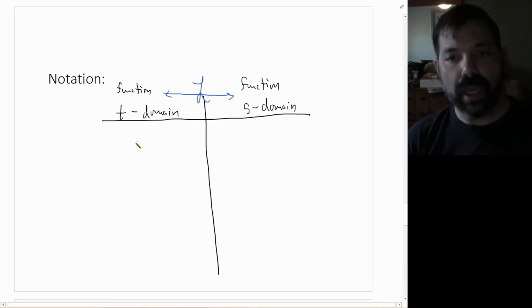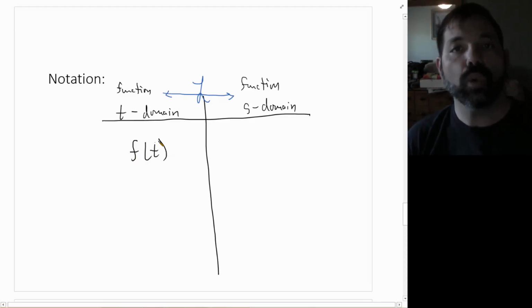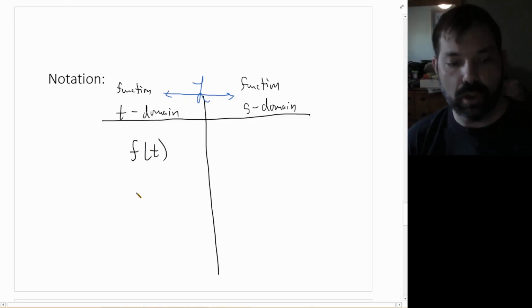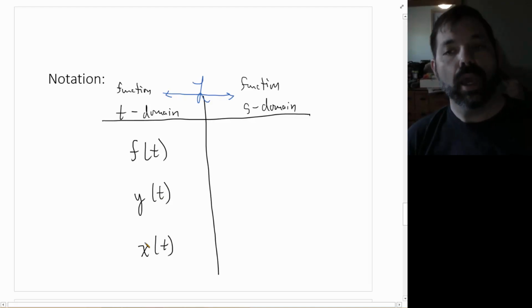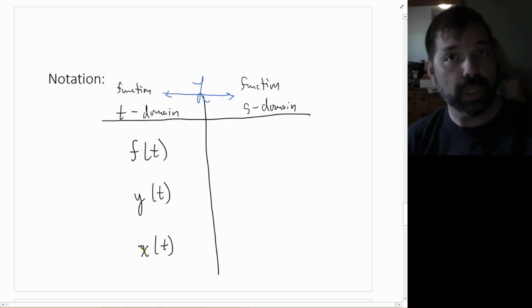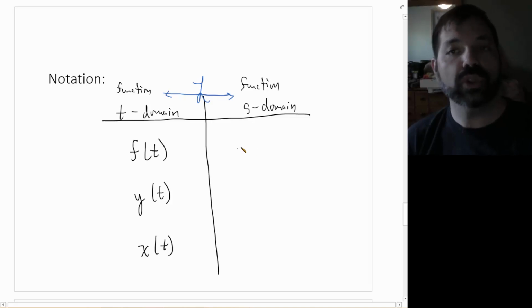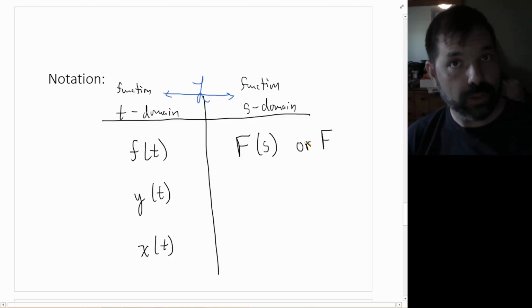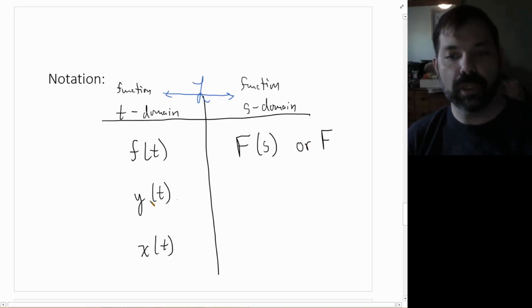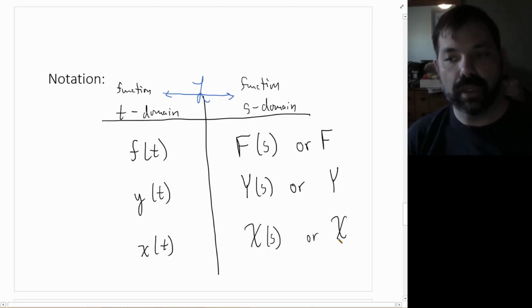For the function in the t domain, we usually use lowercase letters. And then for the corresponding Laplace transform in the s domain, we usually use capital letters. So I would use capital F of s, or sometimes I'll just simply use capital F, with the understanding that it's now a function of s. Similarly, y of t, I would use capital Y of s, or simply just capital Y. X of t, capital X of s, or simply capital X.